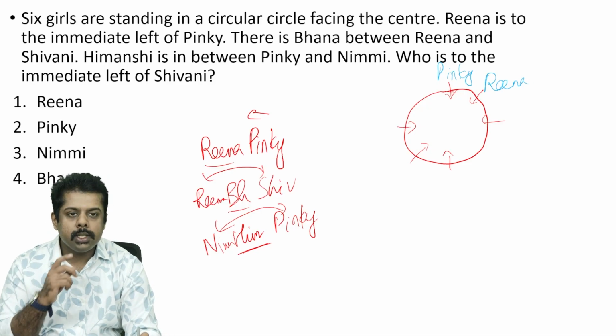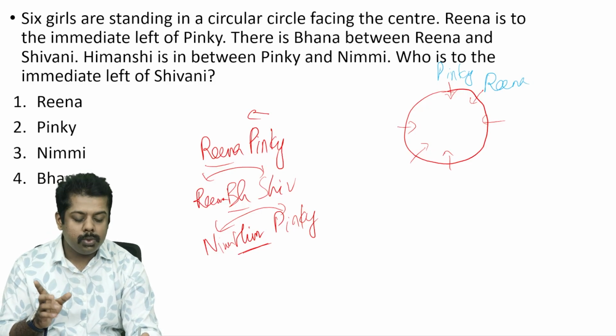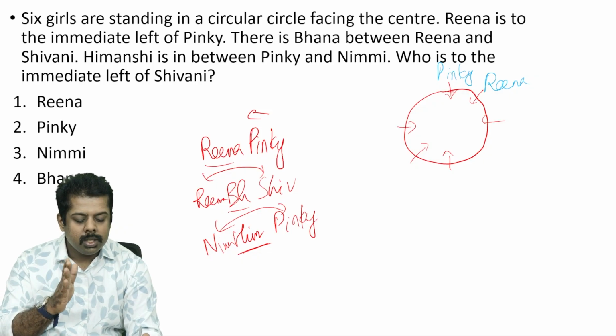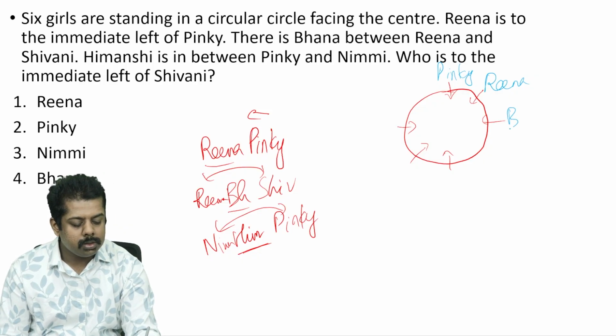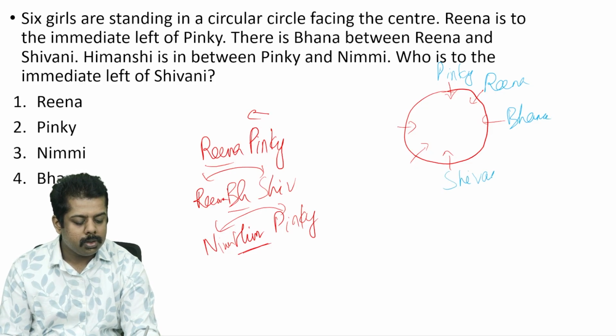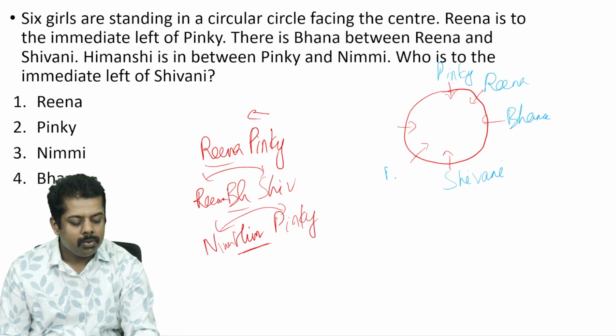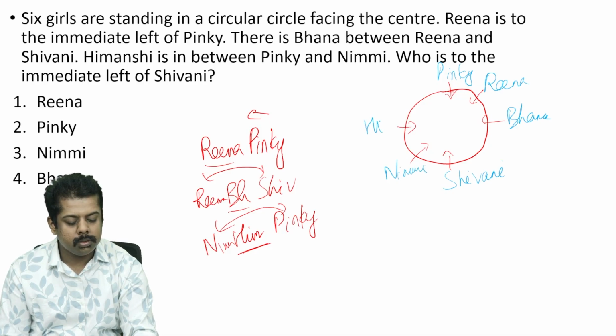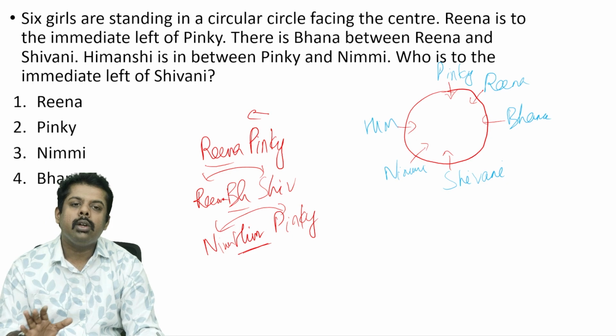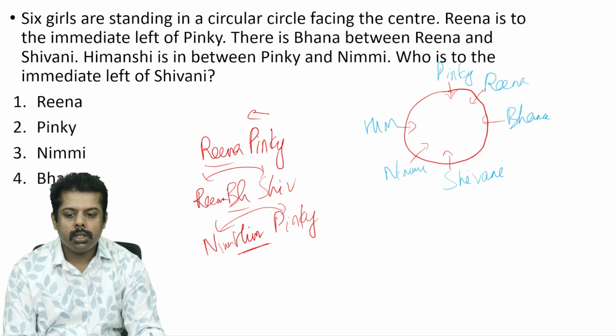Now another point says that Bhana was between Reena and Shivani. So what we can do, we can fix Bhana here and Shivani in this position. So that is fixed. Another point is there, Himanshi is between Pinky and Nimki. So what you can do, you can fix Nimki here and Himanshi. So we have got the arrangement here easily.